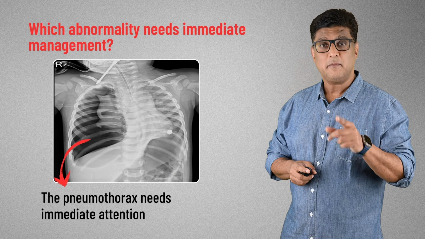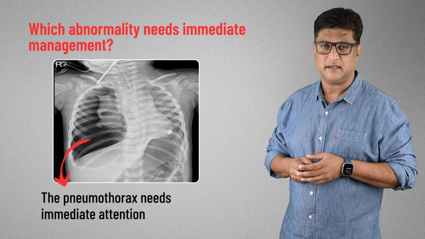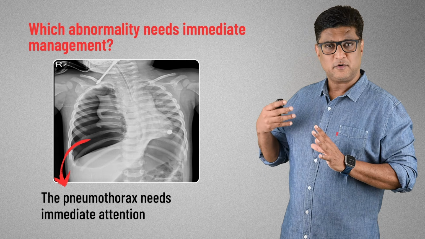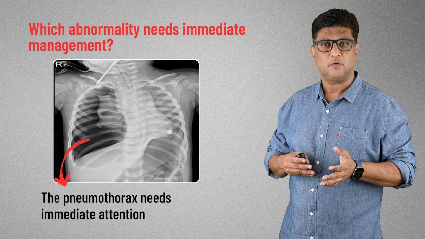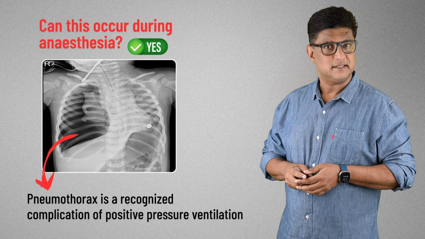Now, which abnormality needs to be treated first? Obviously, it is the pneumothorax that needs to be immediately attended, because it should not go into a tension pneumothorax, where there is decreased venous return, decreased cardiac output, and the patient faces hypotension and then collapse. Right? Now, can this occur during anesthesia?